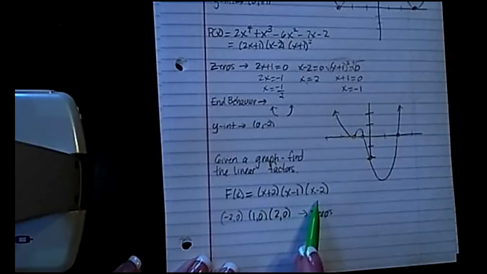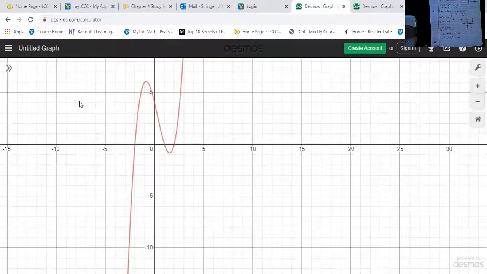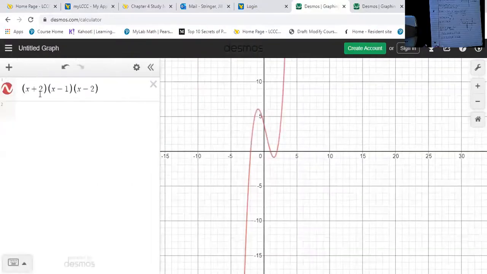Now, if they wanted the equation for it, I would have to multiply this times this, get that answer, and then multiply it times this. But I'm not going to have you do that. It's very time consuming, and we really don't have a lot of time to do some of this. So I just wanted to show you that's exactly what we got here for the graph, is what we found with these zeros. It's really that simple. As long as you can find the zeros, you're in good shape.